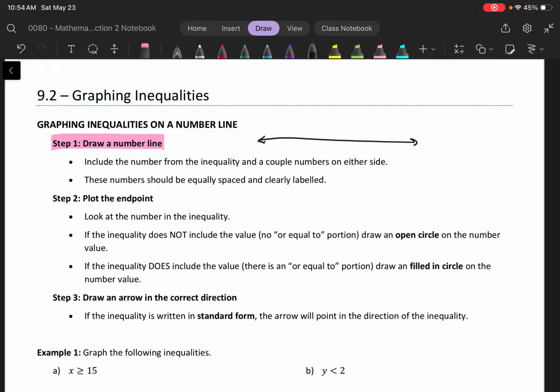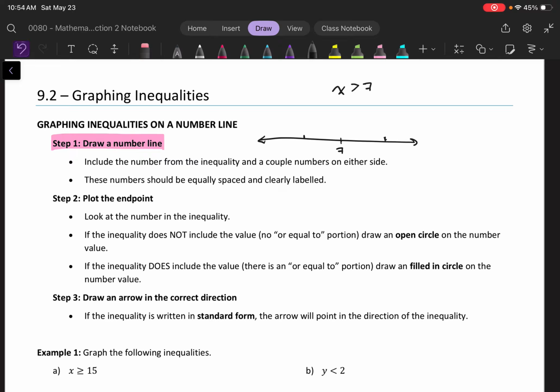Now, depending on the inequality we're given, we are going to put the number in that inequality in the middle. So if I have something like x is greater than 7, I'm going to go ahead and put the number 7 in the middle. In a number line, we typically have more than one number present, so we're going to put a number evenly spaced on either side.